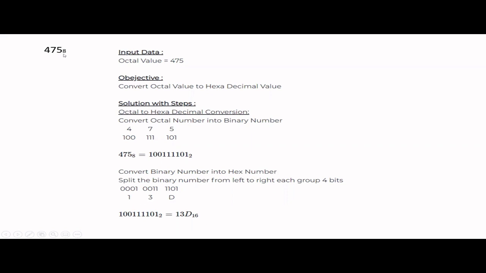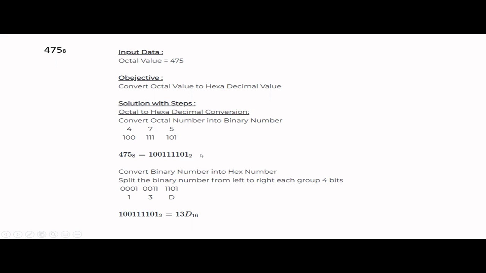475 with the base 8, right? So this is the number, this is an octal number. So write each digit with clusters of 3 digits like this. And then this is the binary number of this particular octal number.